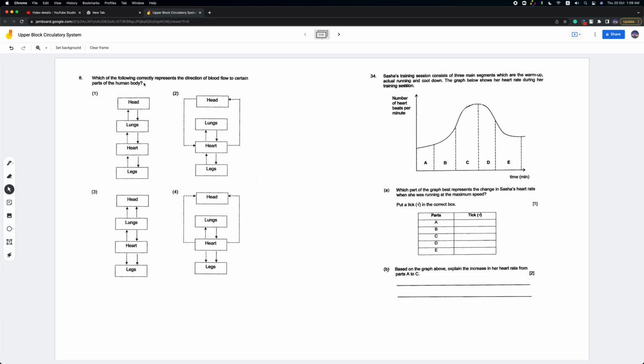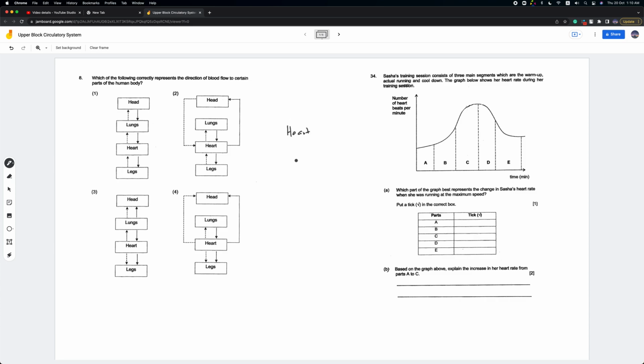Okay, so the direction of blood flow. Now, just as a reminder of how we're going to approach these science videos, we are not going to teach concept specific, we're going to teach the concepts through the questions. Okay, so one of the concepts you need to know is how the blood flows. Okay, remember that the heart is the interchange.